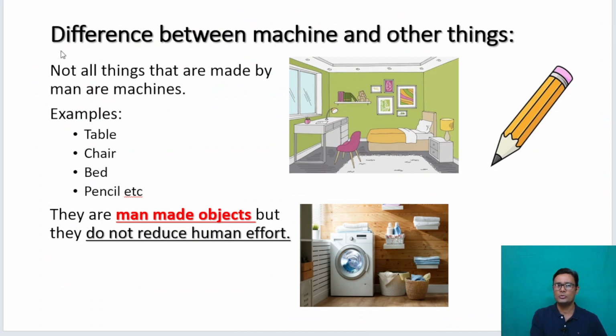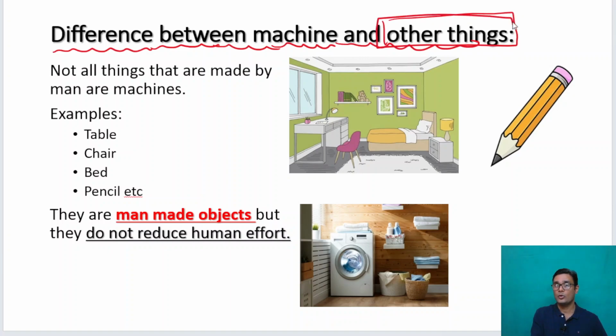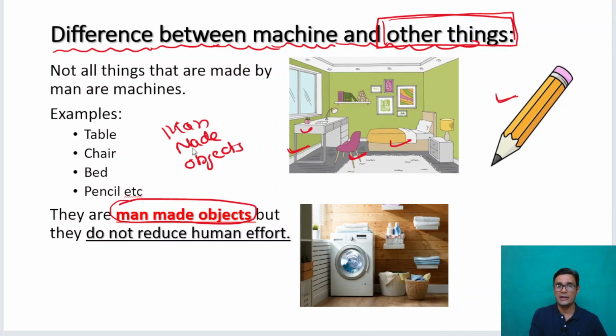Okay, now there is something else that we want you to remember. There is something called machine and there is something called other things. Now, is a pencil a machine? Is a chair, a bed, a table a machine? No, these are not machines. These are made by man. So these are called man-made objects. But they do not reduce human effort.